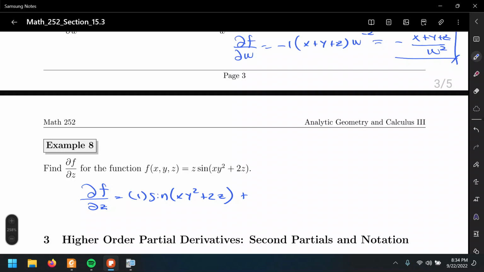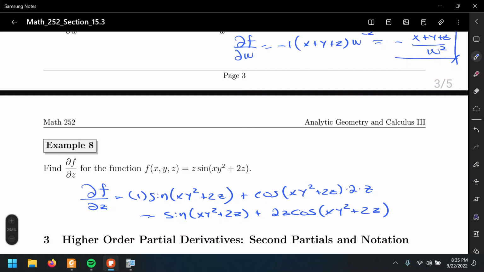To differentiate the second factor, sine, that's cosine of the angle x y squared plus 2z times the derivative of the quantity inside, which is 2, and that times the first function, which is z. So all we need to do here is clean up the parentheses and write this product in a nicer way: sine of x y squared plus 2z, plus 2z cosine of x y squared plus 2z.